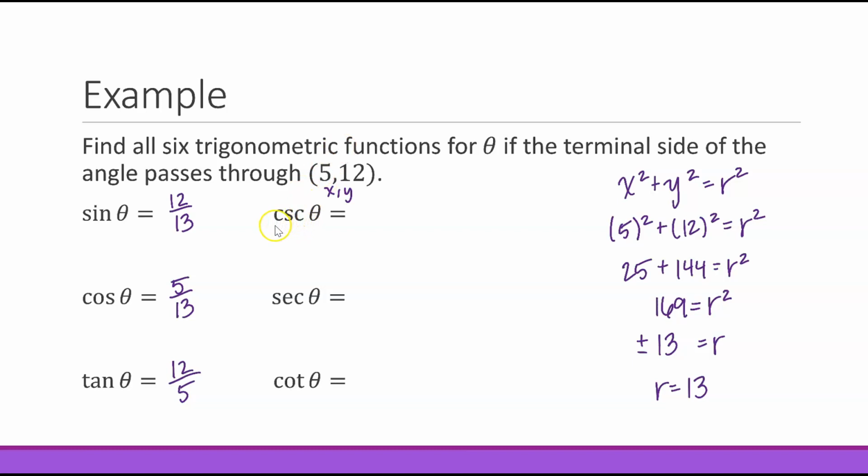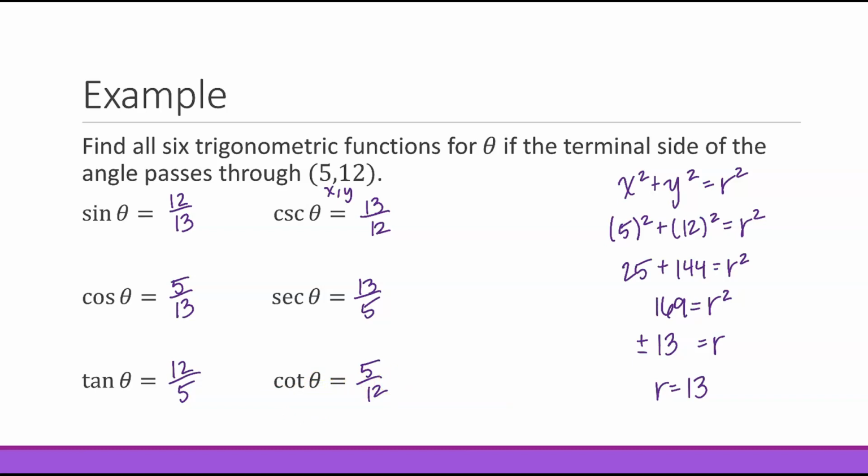And we introduced our reciprocal functions as cosecant, secant, and cotangent, and cosecant is the reciprocal of sine, so we're just going to switch the numerator and denominator. We get 13 over 12. For secant theta, the reciprocal of cosine theta is 13 over 5. And the reciprocal of tangent theta is 5 over 12, which gives us our cotangent theta value.